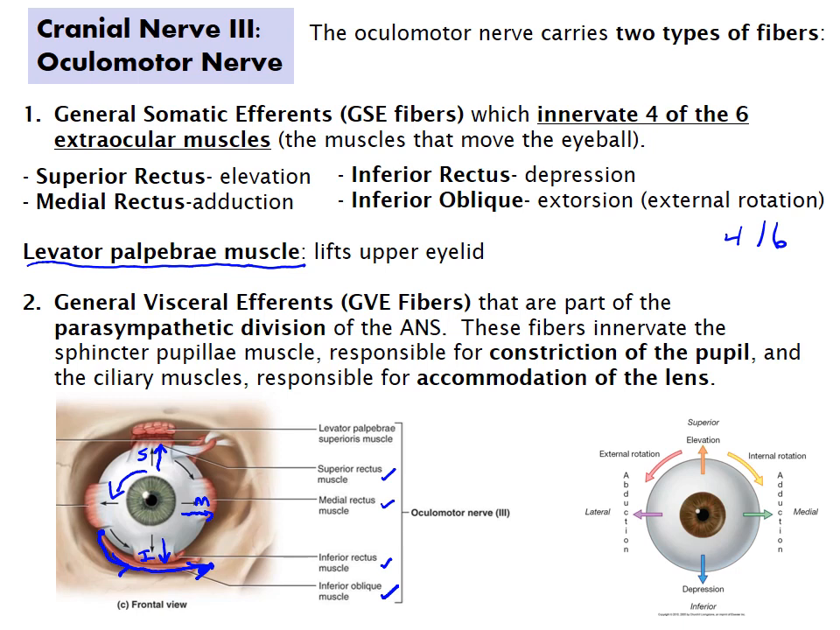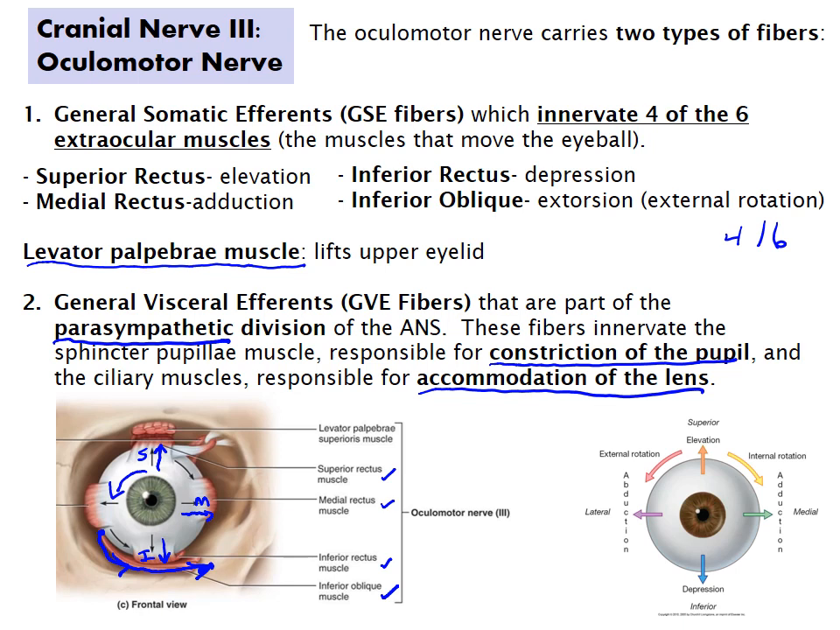Another really big function of cranial nerve number 3 is parasympathetic innervation. So this is our first parasympathetic nerve from the cranial nerves. So what does it do? It helps to constrict the pupil. So it innervates the constrictor of the pupil, and it also helps to accommodate the lens. So both of these are used when we want to see something up close.